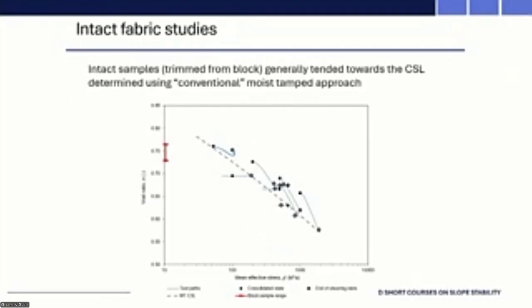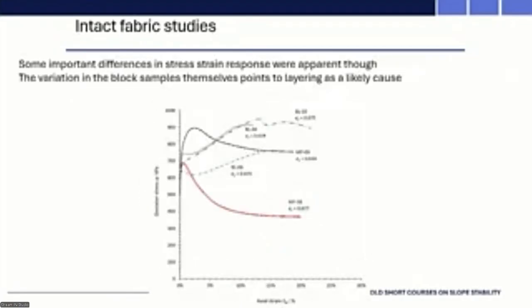So we took intact samples and trimmed them from blocks of that material, and most of them tended towards the critical state line, but again, that was taken from blending all those samples. So you're taking a composite. Does it actually represent those individual layers? Well, it wasn't too divergent here, but when you start looking at stress-strain response and comparing good quality block samples with reconstituted samples, you can see the stress-strain curves are all over the place.